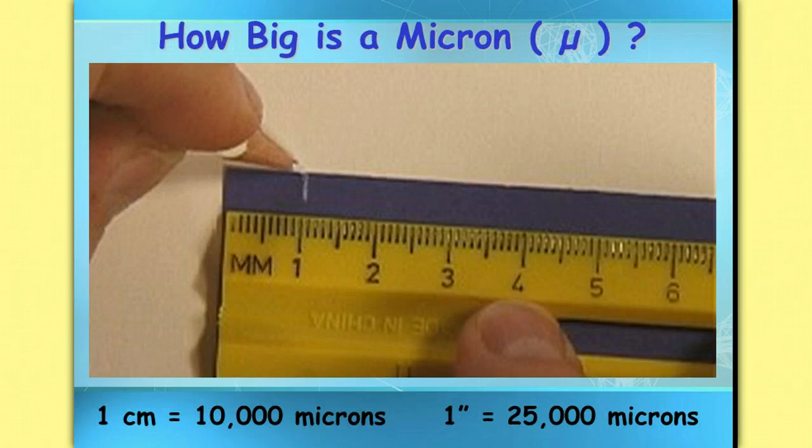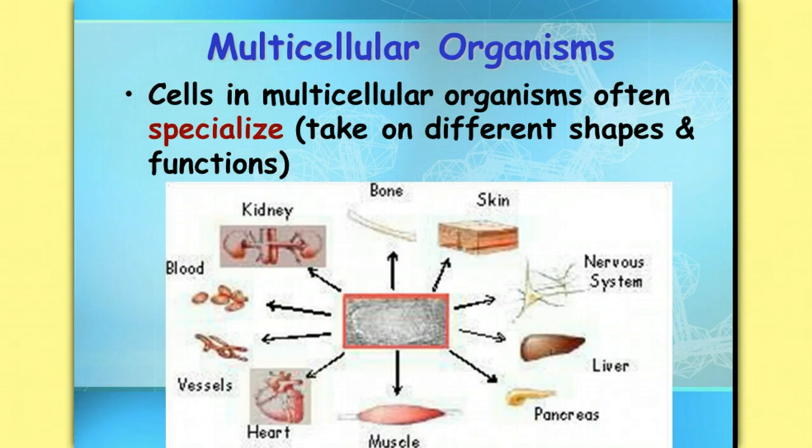All right. So, how big is a micron? So, we know that when we look at a ruler, we know what a centimeter looks like. And we know that a centimeter has 10 millimeters. Well, each millimeter then is divided up into microns. And so, 1 centimeter is actually 10,000 microns. Okay? There is 1,000 microns in each of those millimeters. So in 1 inch, there's like 25,000 microns. That's a huge number. All right.